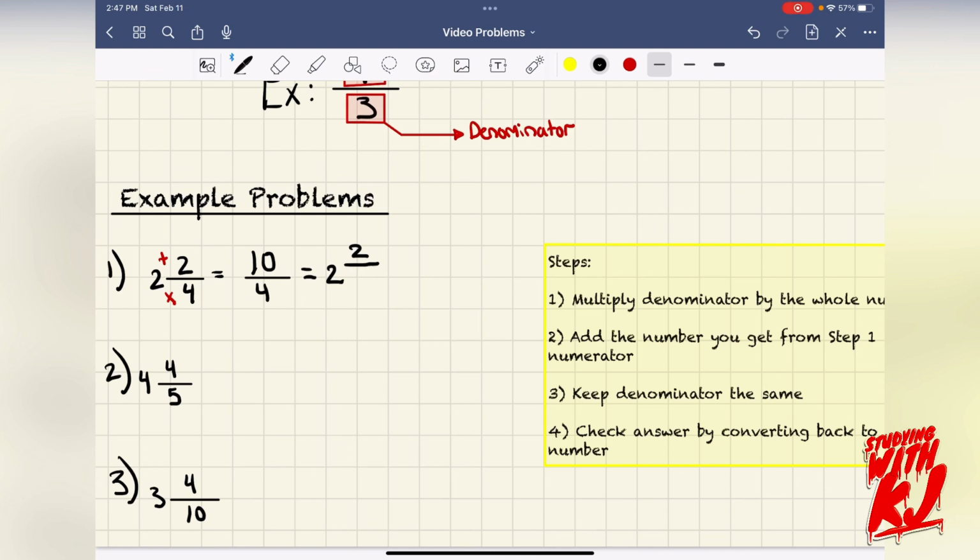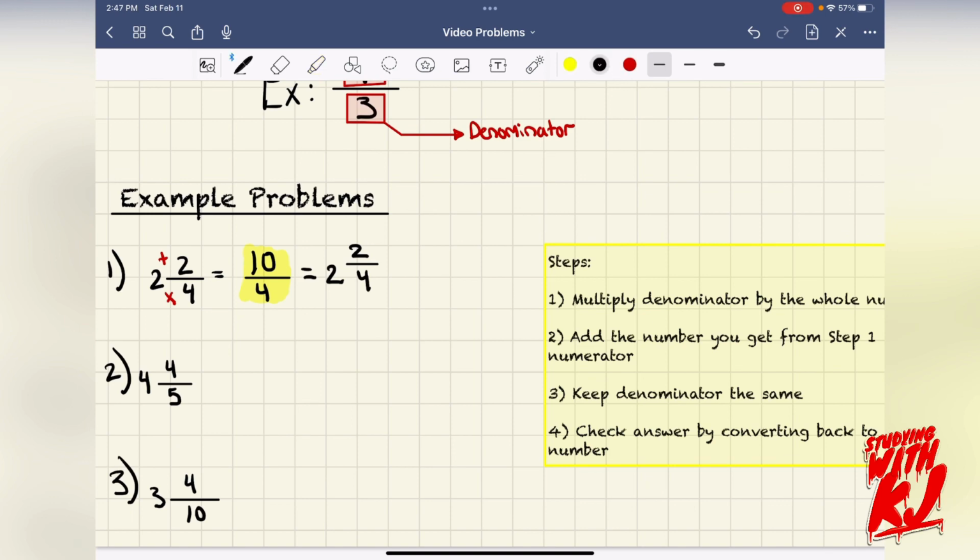And then we leave our denominator the same. So if you look, we have a mixed number of 2 2/4, which is the same as our mixed number that we had in the beginning, which is 2 2/4. And that makes our improper fraction of 10/4 correct, right? All right.